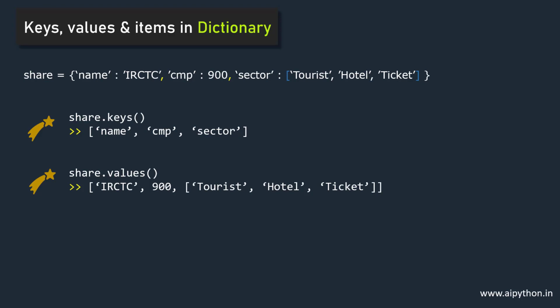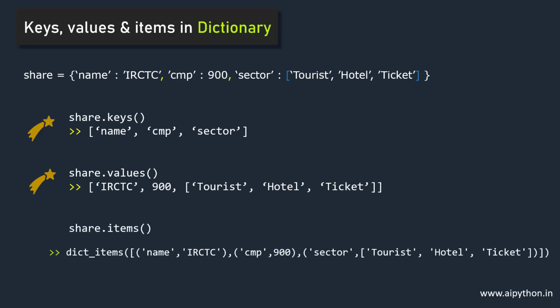Now if you want to return both key and value pairs, then we can write share.items. Here share is the name of the dictionary. Whatever dictionary you have, you can write your dictionary name dot items. So basically it will give tuples containing key and value pairs. We'll see this through an example.